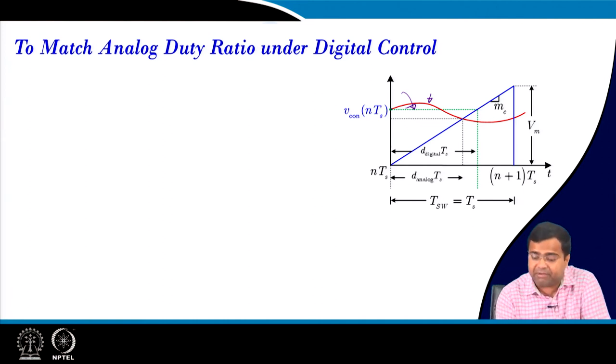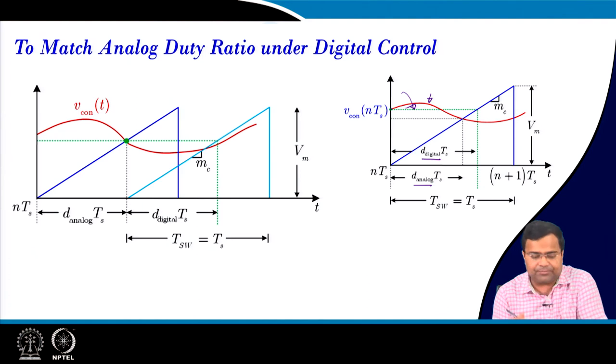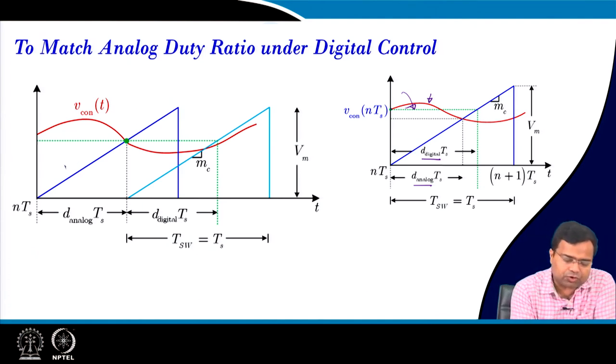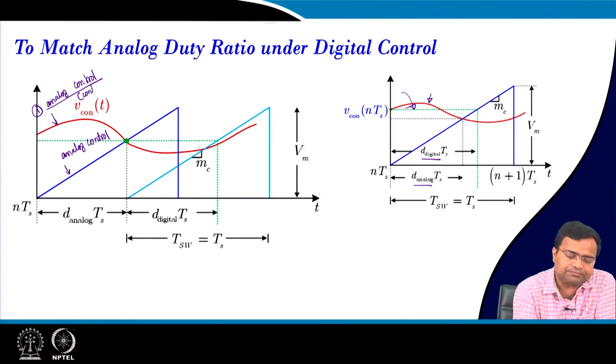So our first job: can we match the duty ratio of the digital control to the duty ratio of the analog control? Can we try to do that? In order to do that, if we look carefully, this is the analog control, and this is the sawtooth waveform under analog control. This is case 1, and it is the control voltage using analog control.